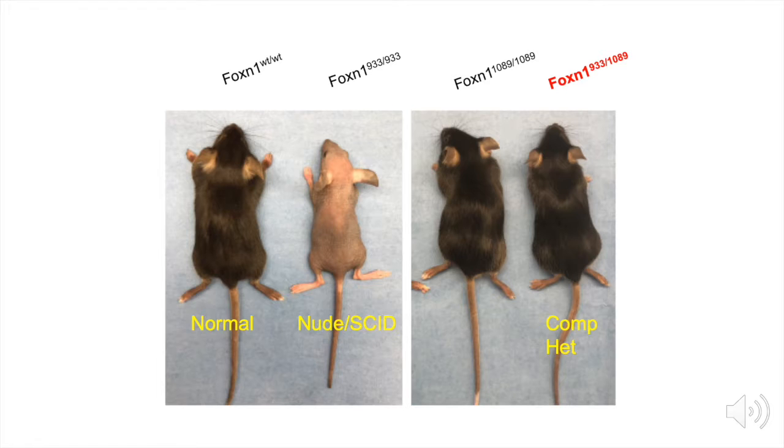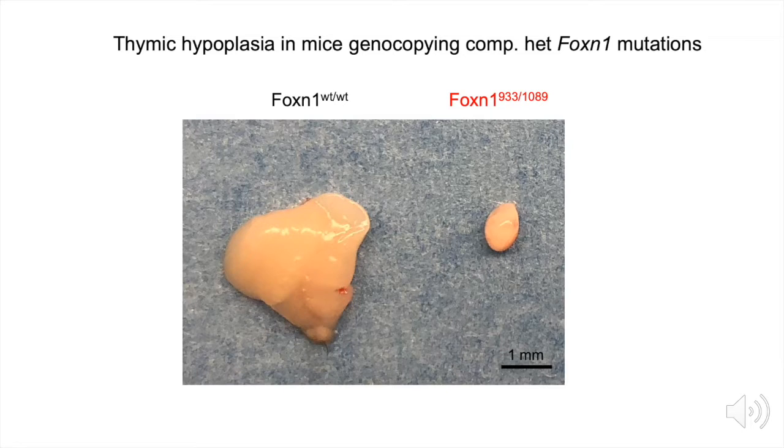So the question was, we have this normal pattern of hair development. What happens to the thymus? Well, in this, we can obviously see a normal thymus from a mouse is a very large structure relative to this extremely hypoplastic tissue we saw from the mice that genocopied patient 1.